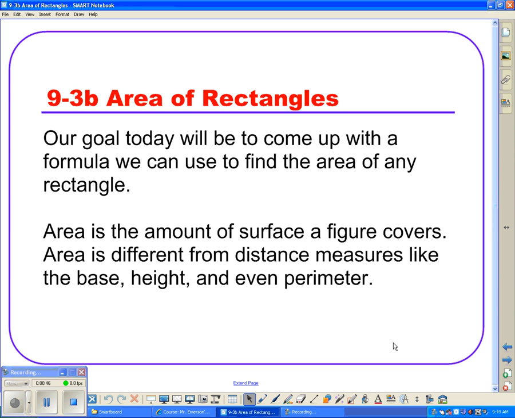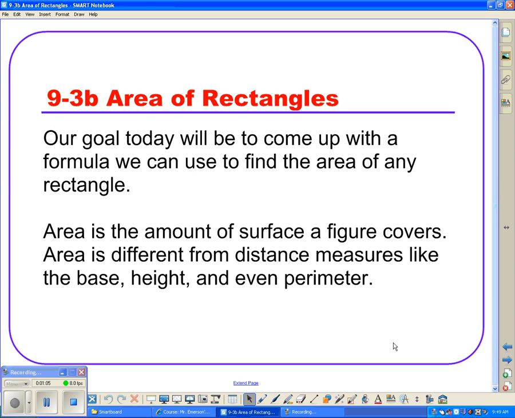The goal for the day is to come up with a formula that we can use to find the area of any rectangle. We're going to go through an activity that will hopefully lead us to arriving at a formula for the area of a rectangle. Again, area, the amount of surface a figure covers.